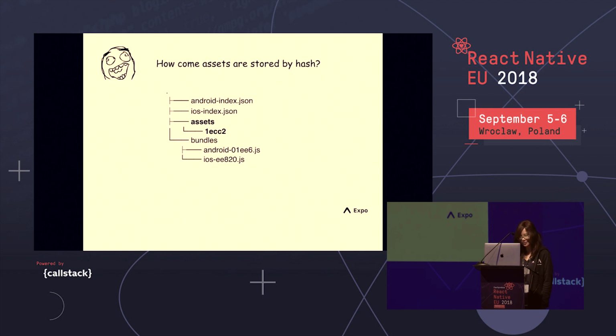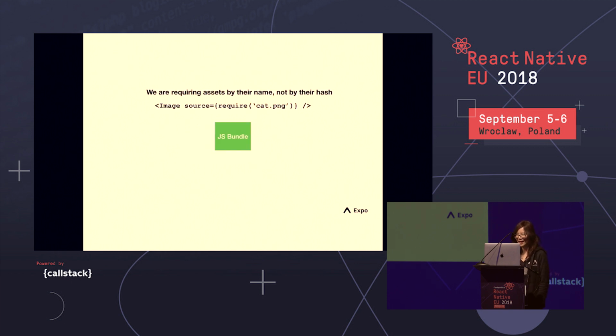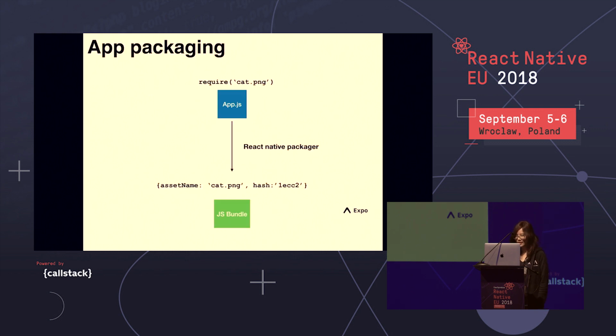All right, and a lot of you might be wondering, how come these assets are stored by hash? We've got this asset like 1ECC2, and what's going on there? Because we're requiring these assets by their name, not by their hash. So let's take a look at app packaging. In my app.js file, I'll declare a cat.png, and we'll put it through the React Native packager, and what it'll convert it into is this asset object. We're going to convert this require to some JSON that says the asset name is cat.png, but also, by the way, here's the hash.